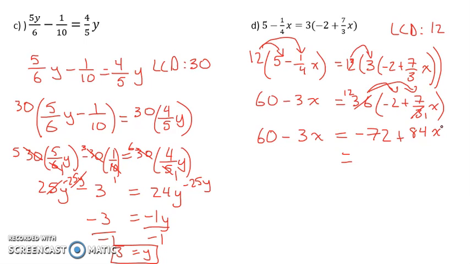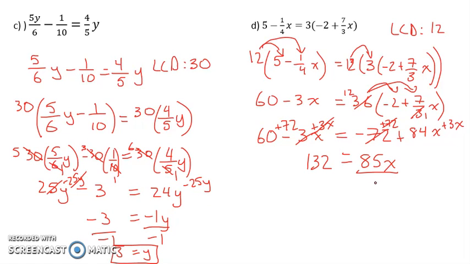So now to gather the like terms together, I'm going to add the 3x. And again, I'm going to bring the x's to the right side. You could have brought it to the left side. And I'm going to add the 72. So what I'm doing here is I'm getting rid of the 72's off the right side. I'm getting rid of the x terms off the left side. And I'm going to get 132 is equal to 85x.